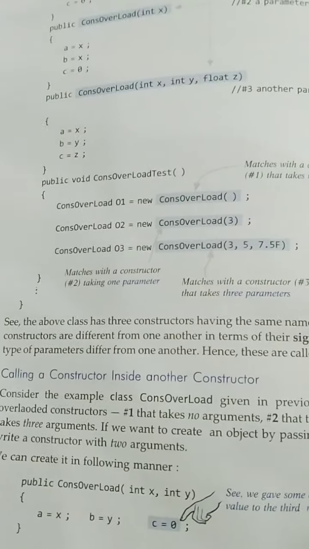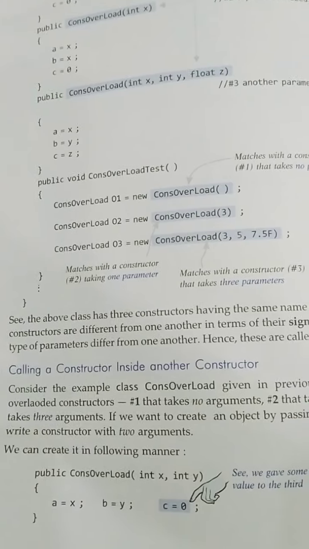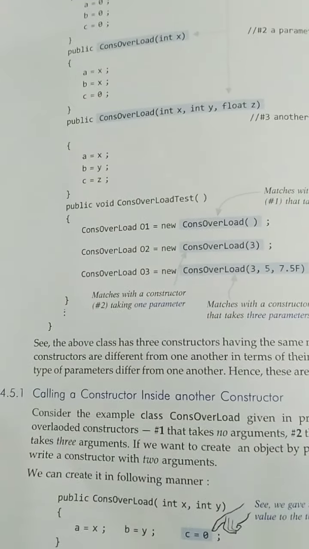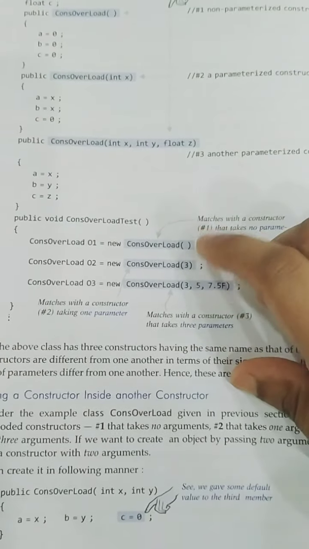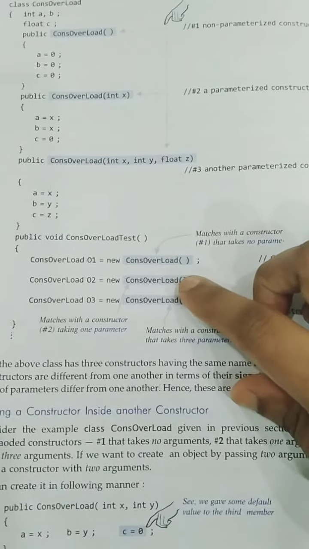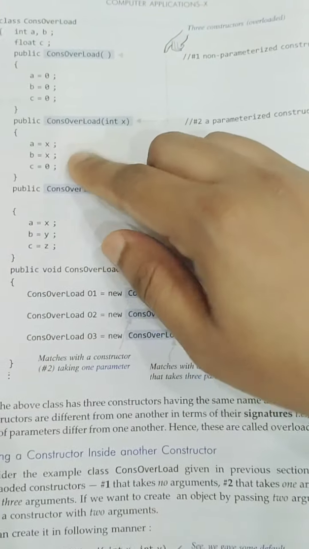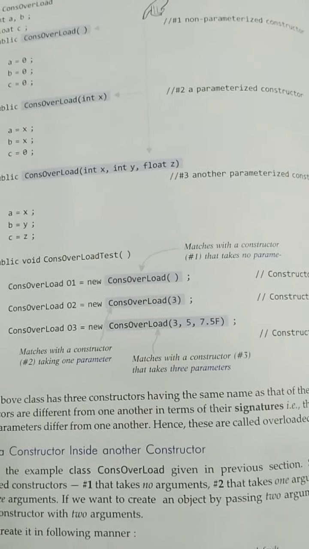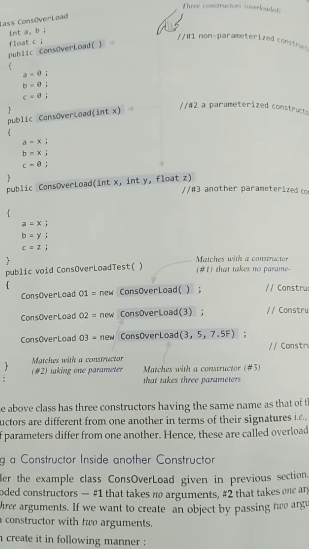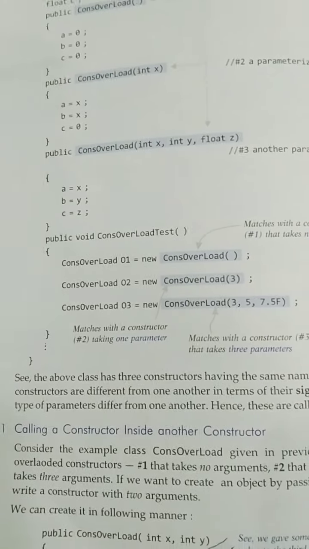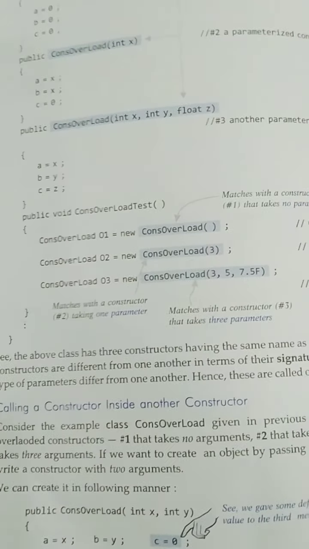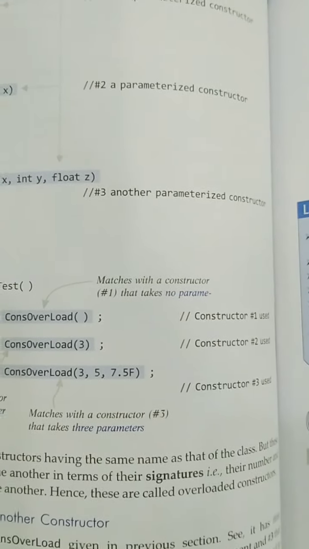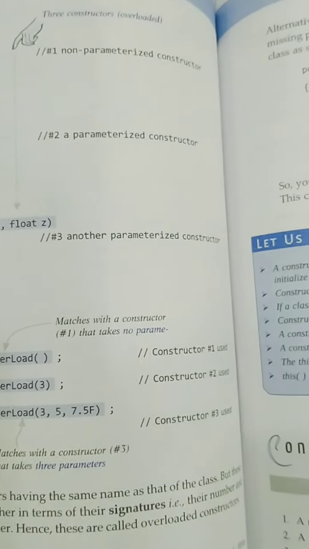And next, a very easy topic, calling a constructor inside another constructor. So now you have learned how to call a constructor inside the method. Now how will we call a constructor in another constructor? Very easy. What you have to do is, you have to use the keyword this. How will you call a constructor with another constructor?